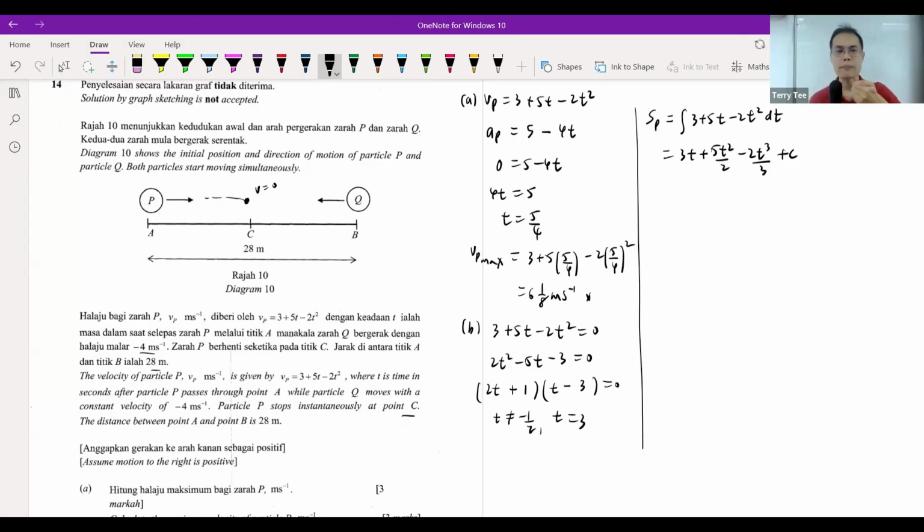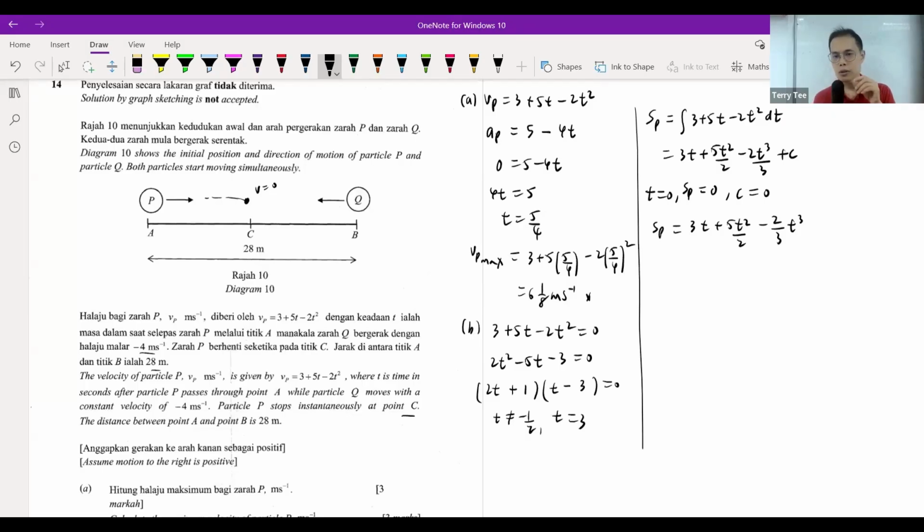Now, remember, when you start the clock, P is at point A. So if you want to compare the distance between them, it's actually better to use the same reference point. Normally we use point O, but here there's no point O. We take point A as a reference point. So when t equals 0, where is P? P is at point A. So the displacement of P, we let it be 0. In this case, obviously your C has to be 0. So I'm going to write C equals 0. So your displacement function for P is 3t plus 5t squared over 2 minus 2 over 3t cubed.